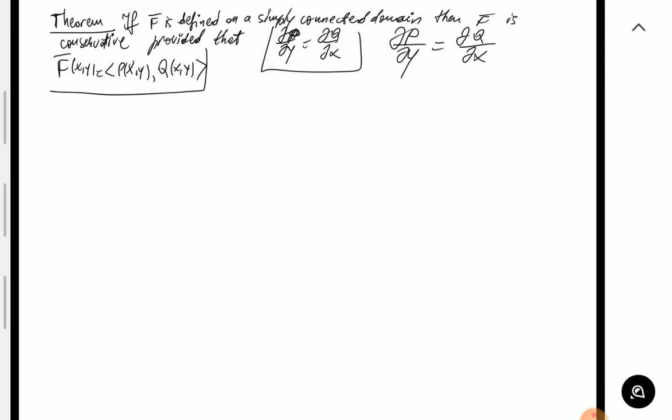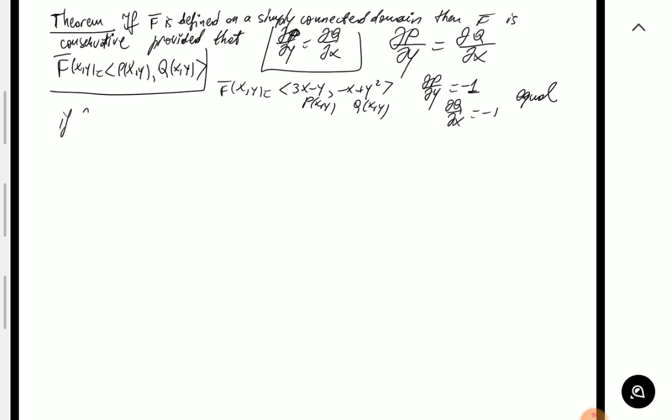And so now, if you look back at my first example, P is 3x minus y. This is P of x,y. And then minus x plus y squared is Q of x,y. And so notice that partial P, partial y is equal to minus 1, and then partial Q with respect to x is minus 1 again. So they are equal. If they're not equal, then the field is not conservative. Okay, so if dP/dy is not equal to dQ/dx, then not conservative.